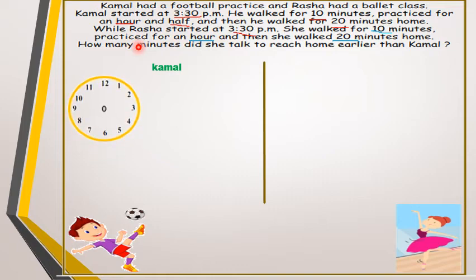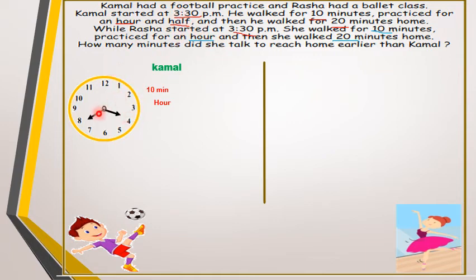So let's see. He started at 3:30. It took him 10 minutes to reach the practice, so from here to here it's 10 minutes: 5, 10. Then it took him an hour and a half to practice. So let's see, I will calculate the hours first. The short arm will be moving to the next hour, so this means he practiced for an hour.